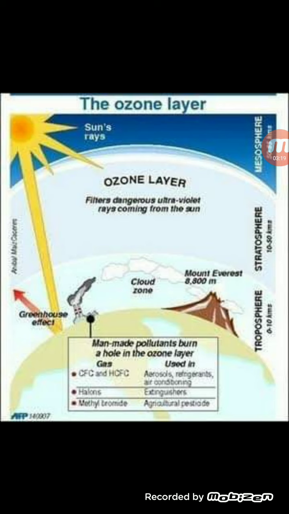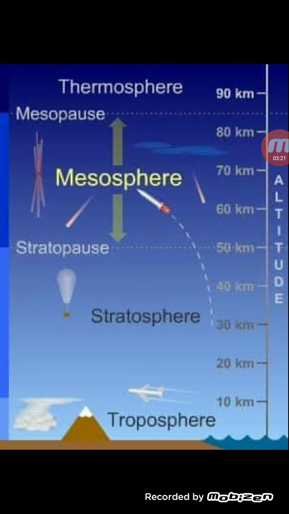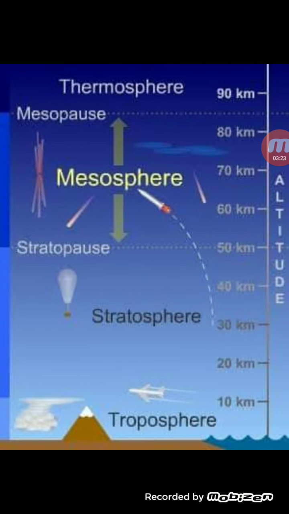The upper limit of stratosphere is called stratopause. Now we discuss mesosphere. The third layer of atmosphere is called mesosphere. It lies above stratosphere. It extends around 50 to 80 km. In mesosphere, temperature starts decreasing once more.